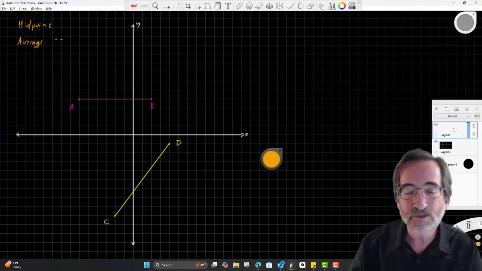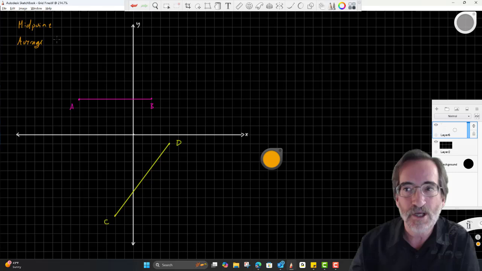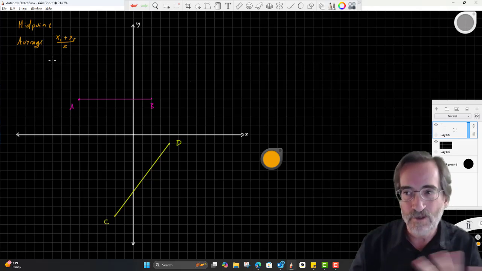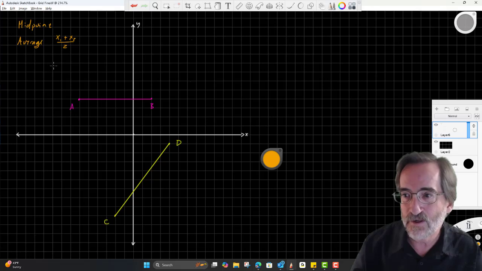If we have just one dimension to deal with, a change in x or a change in y, then it can be x1 plus x2 divided by 2. If we have a 2-coordinate system, as we do here for C and D, then it's the average of the x's, x1 plus x2 divided by 2, and the average of the y's, y1 plus y2 divided by 2. Okay, and that's the midpoint formula.